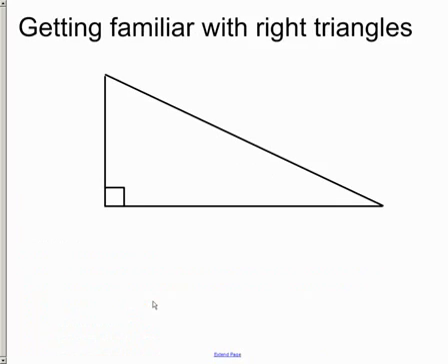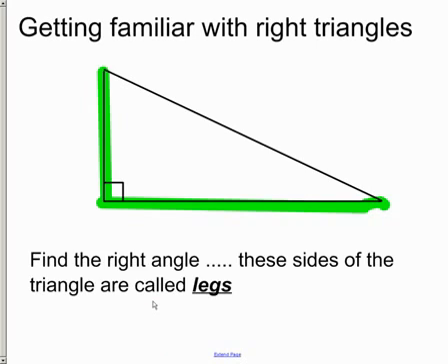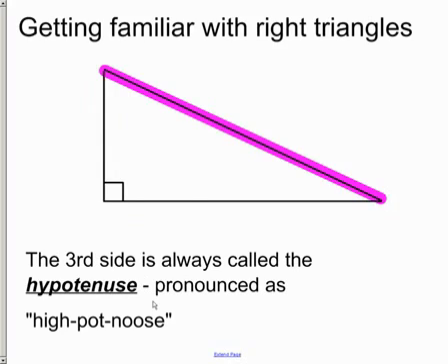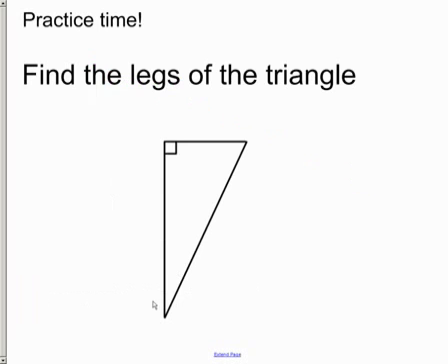Now, when you look at the right triangle, go ahead and find the right angle. And in your mind, you just kind of highlight those two sides that make the right angle. And we call these legs. The other side of the right triangle is called the hypotenuse. I know it's spelled in a funny way, but we call it the hypotenuse. So these are the legs that form the right angle. This is the hypotenuse.